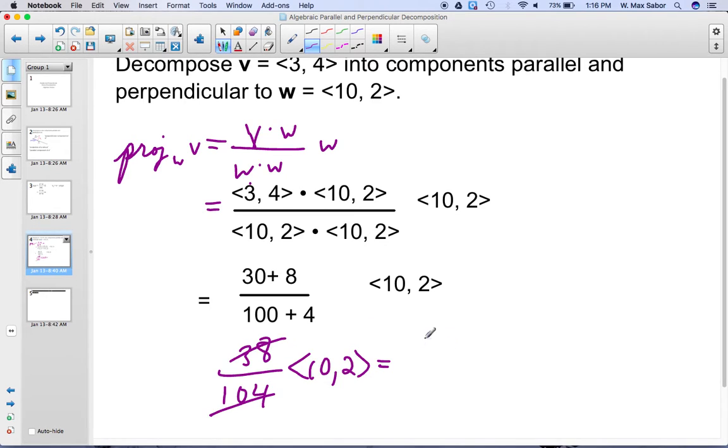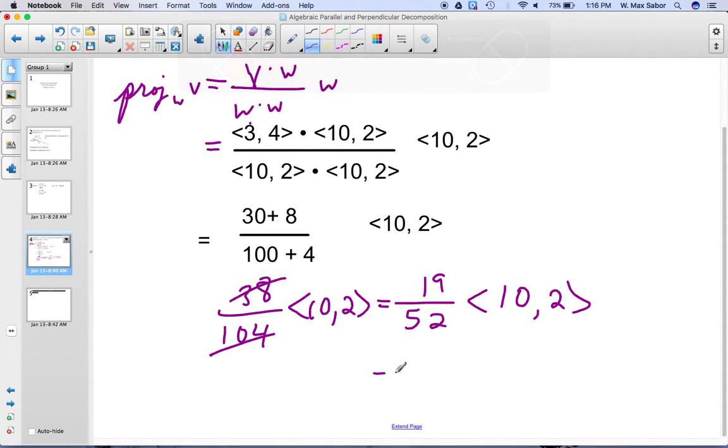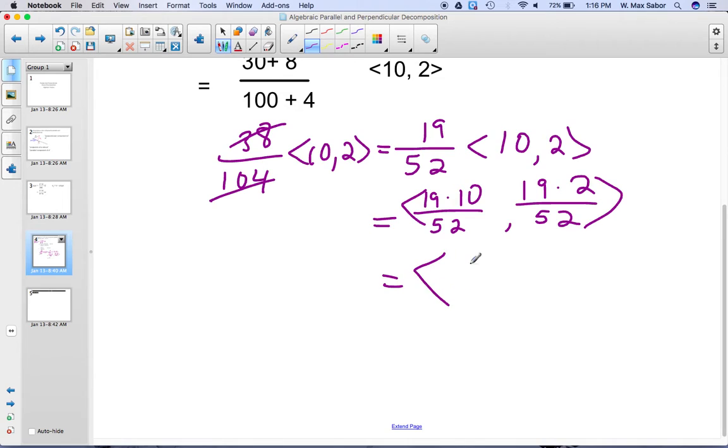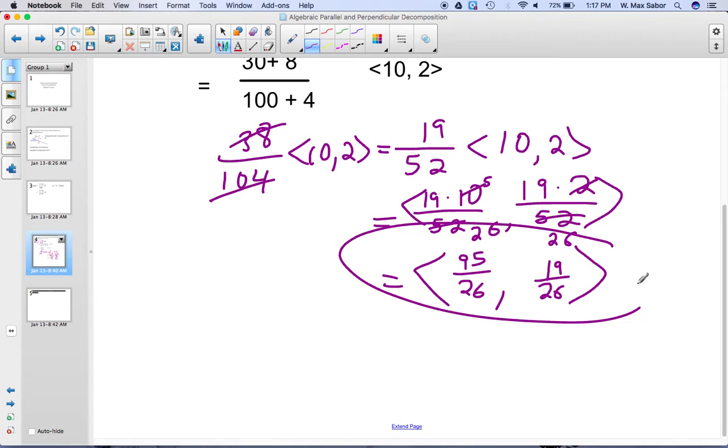38 and 104 have a common factor of 2, so 19 over 52 times (10, 2). That's (19 times 10 over 52, 19 times 2 over 52). Or these cancel out, becoming 5 and 26. This cancels out, just becoming 26. 5 times 19 is 95, so (95/26, 19/26). So that is the parallel component.